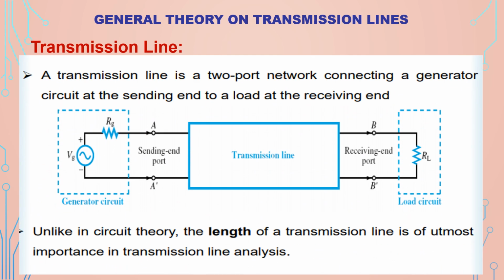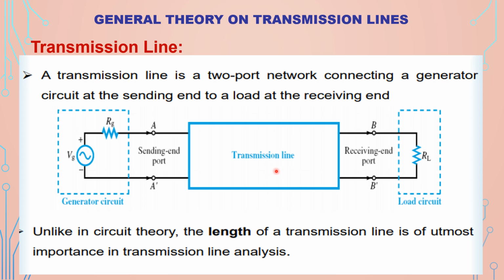So let us see the transmission line theory. What is a transmission line? In general, we can say that a transmission line is a two-port network which connects the generator, which is at the sending end, and the load at the receiving end. It connects the generator with the load, and that is your transmission line.